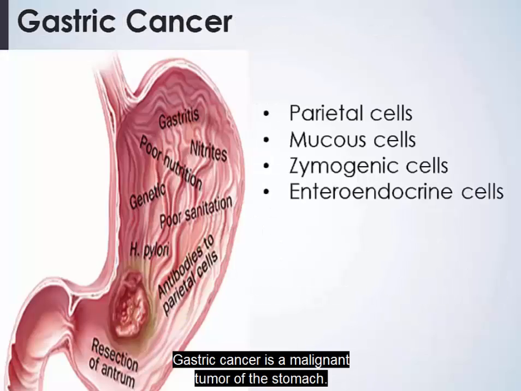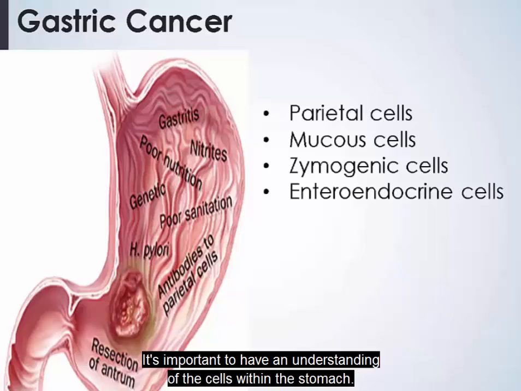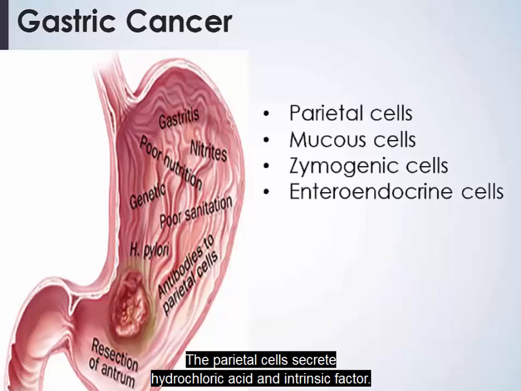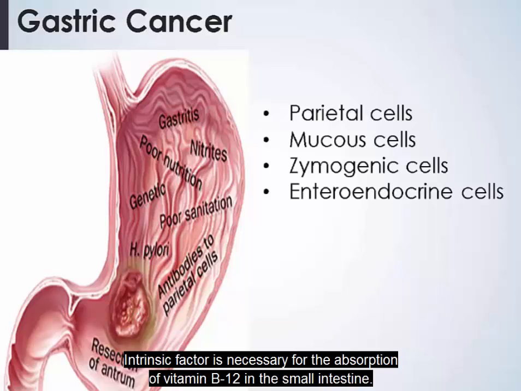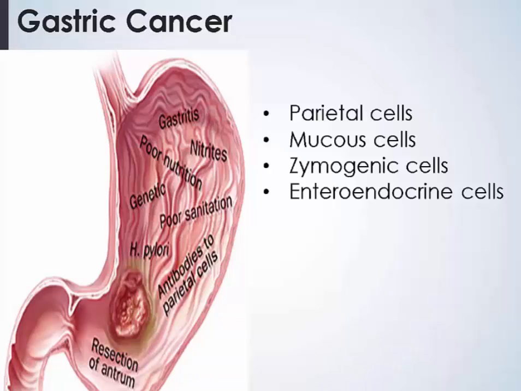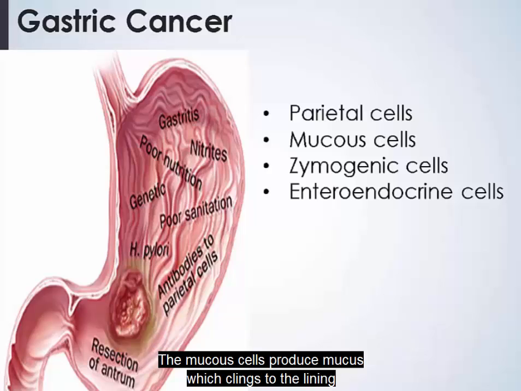Gastric cancer is a malignant tumor of the stomach. It's important to have an understanding of the cells within the stomach. The parietal cells secrete hydrochloric acid and intrinsic factor. Intrinsic factor is necessary for the absorption of vitamin B12 in the small intestine. The mucus cells produce mucus which clings to the lining of the stomach, providing protection from gastric juices.